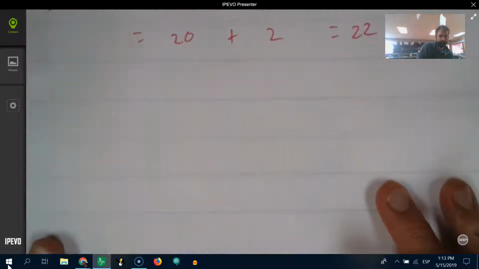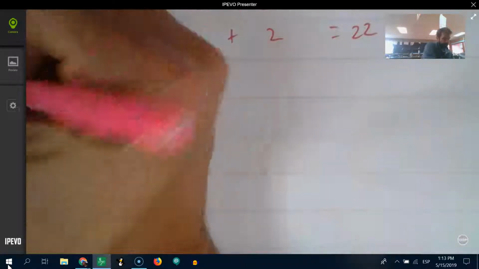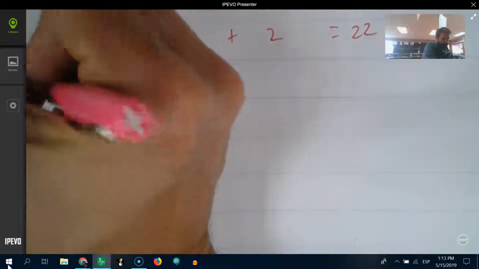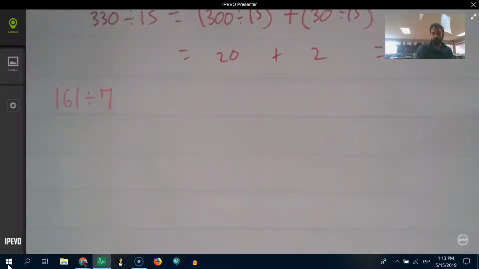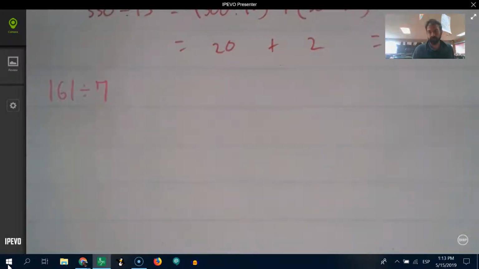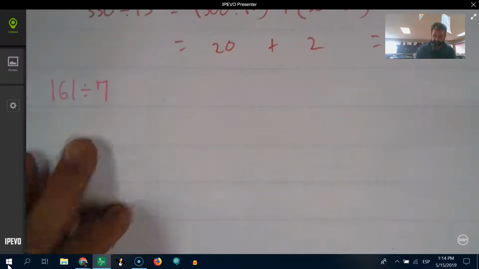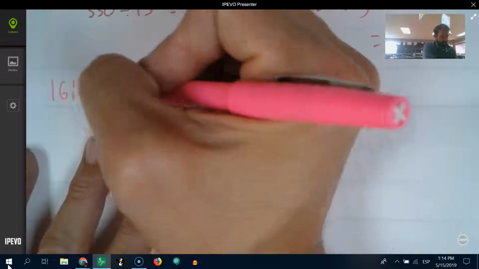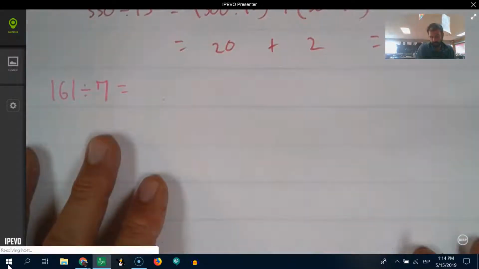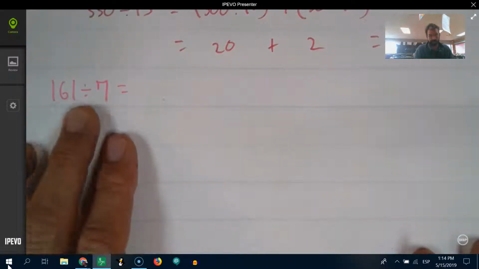Last one. What about 161 divided by 7? Oops. So again, try this one out. Pause the thing, try it out, and then I'll talk about it. All right, so there's a few things that we can do here. We can see that 161 divided by 7.